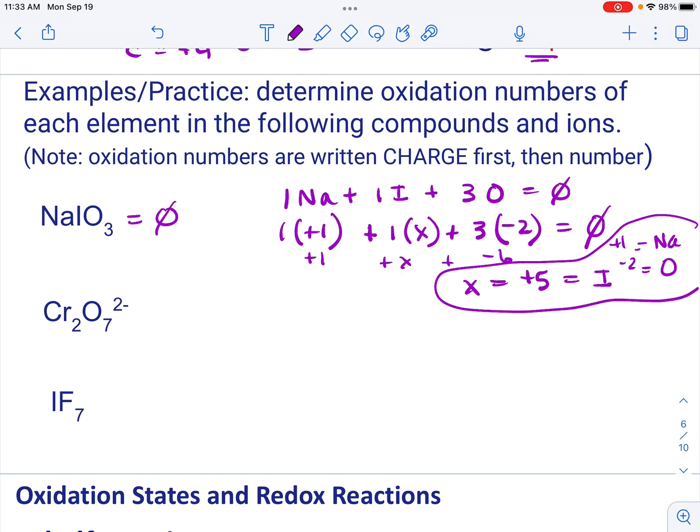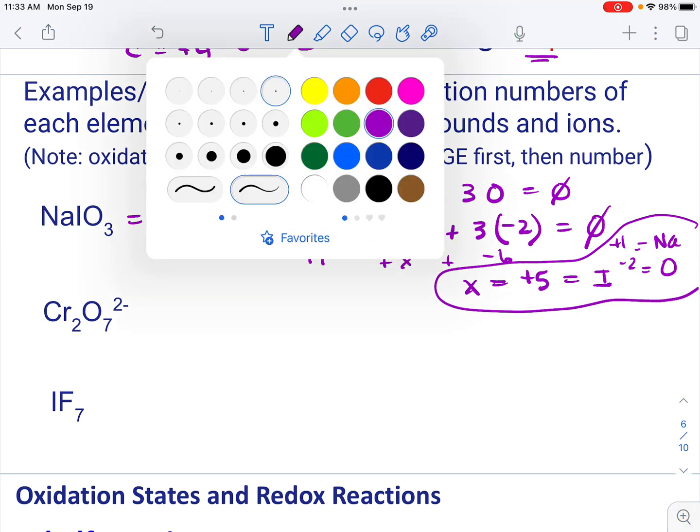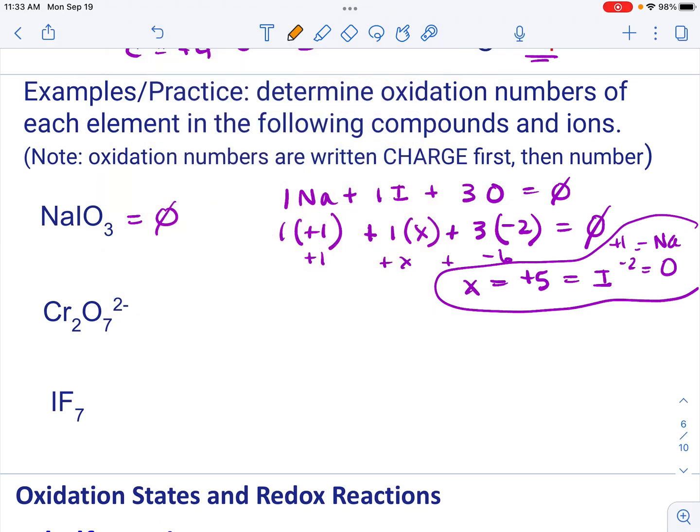Okay, I'm going to do the same thing for the dichromate. Let me change colors so you can tell them apart. I have 2 chromium plus 7 oxygen, and now it has to equal -2 because this is an ion with a charge of -2. So I'm going to set this up as 2 times the chromium, which I don't know.